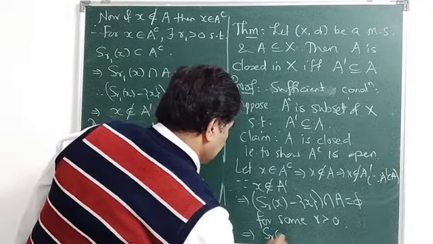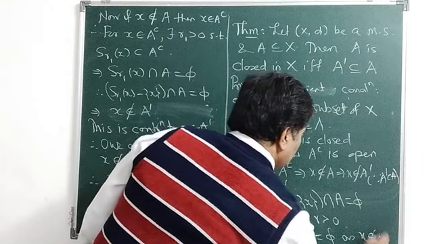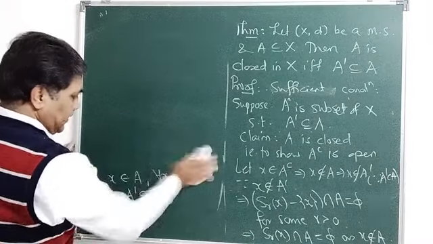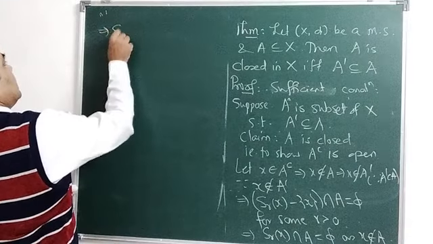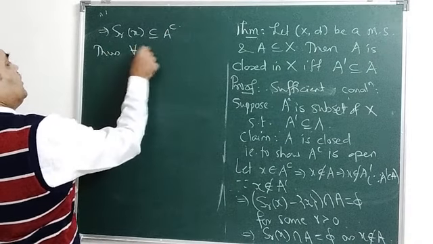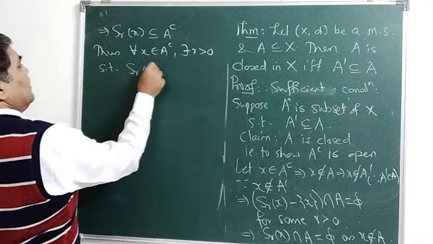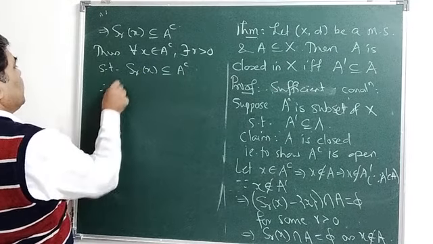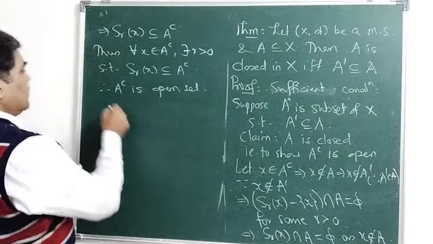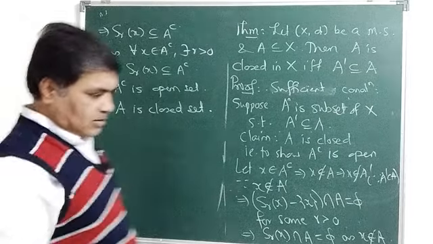This implies S_r(x) intersection A is also phi as x is not in A. Therefore, S_r(x) must lie in A complement. This implies S_r(x) is a subset of A complement. Thus, for any x belonging to A complement, there exists r greater than 0 such that S_r(x) is contained in A complement. And therefore A complement is an open set, and therefore A is a closed set.